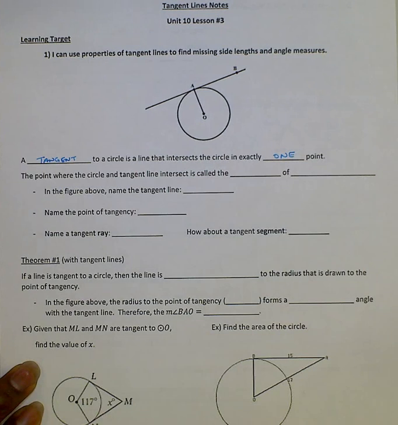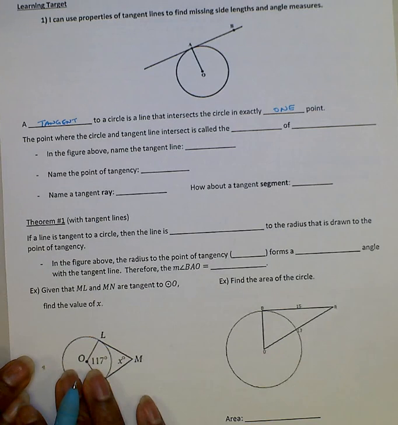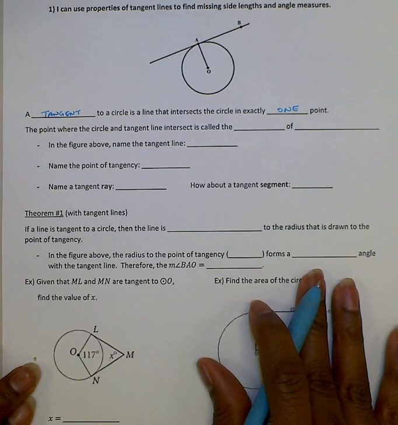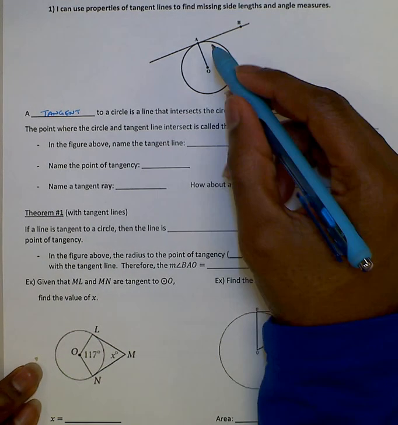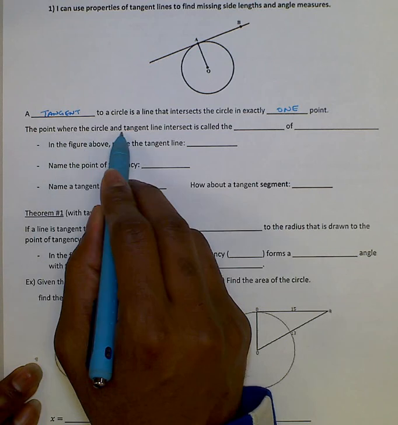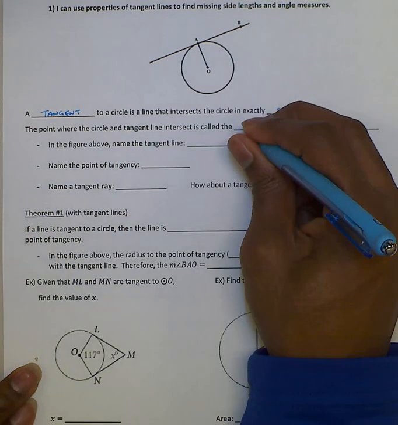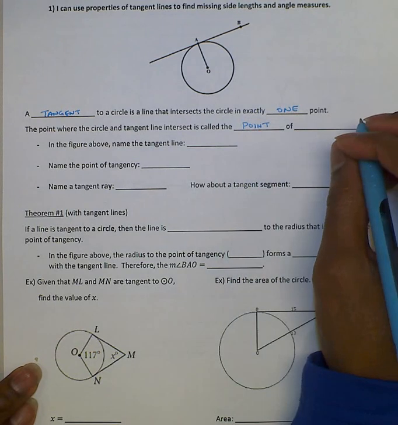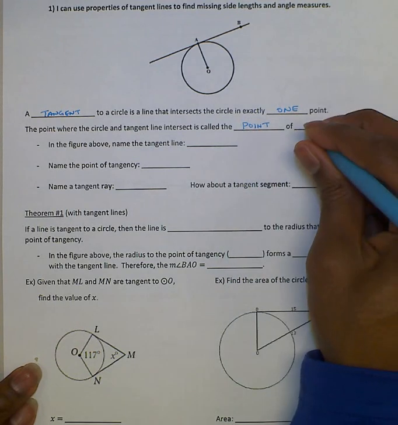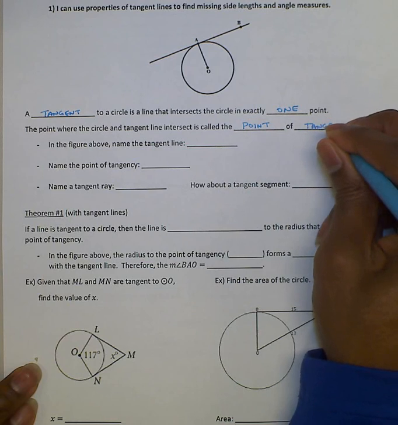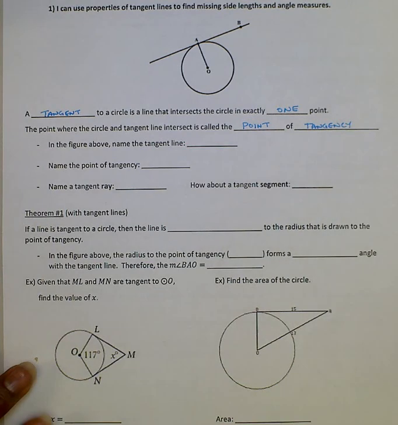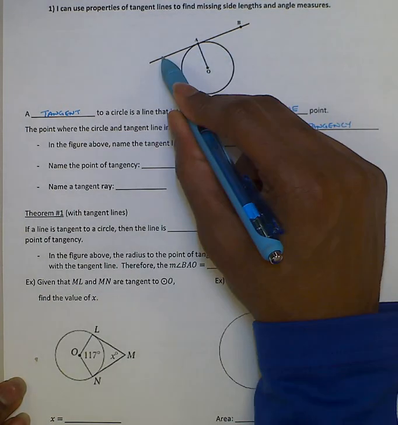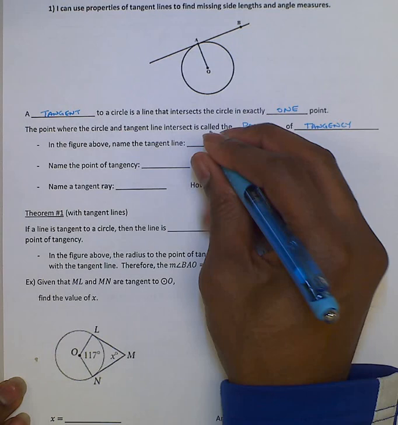Okay, so if you see that here, the point where the circle and the tangent line intersect is called the point of tangency. Okay. In the figure above, name the tangent line. So the tangent line here is this line here. It's AB, line AB.